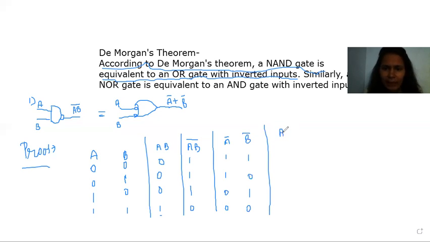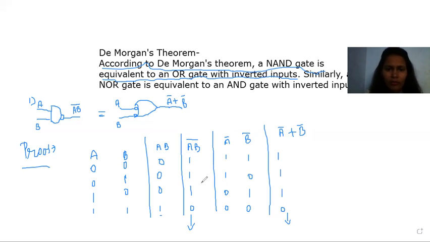Now we will find A bar plus B bar. It means we will add A bar with B bar. 1 plus 1 will be 1. 1 plus 0 will be 1. 0 plus 1 will be 1. 0 plus 0 will be 0. See, this is the AB whole bar and this is the A bar plus B bar. Both columns are same.